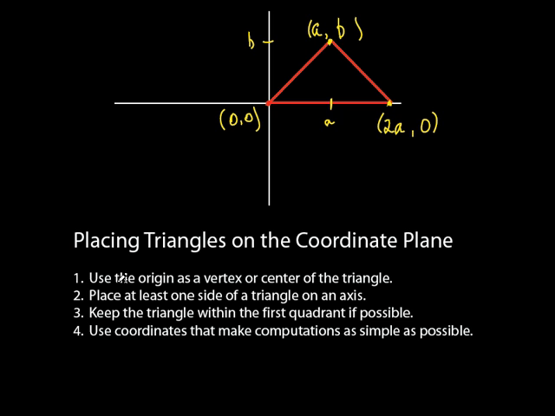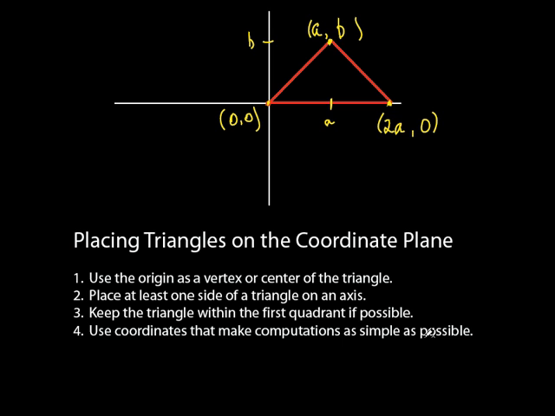Did this work? Is one of my vertices the origin? Absolutely, it's right there. That vertex is at the origin. Is one of the sides on the axis? Yeah, this side right here is on the axis itself. It's not floating above it or to the left of it or anywhere else. It's not in between quadrants. Okay, so that works pretty well. Keep the triangle within the first quadrant if possible. Yep, we're in the first quadrant.